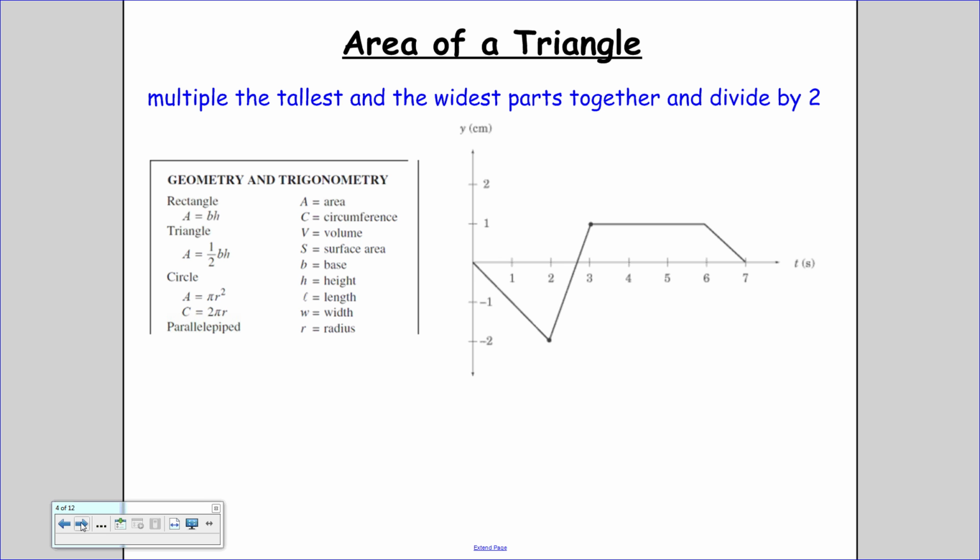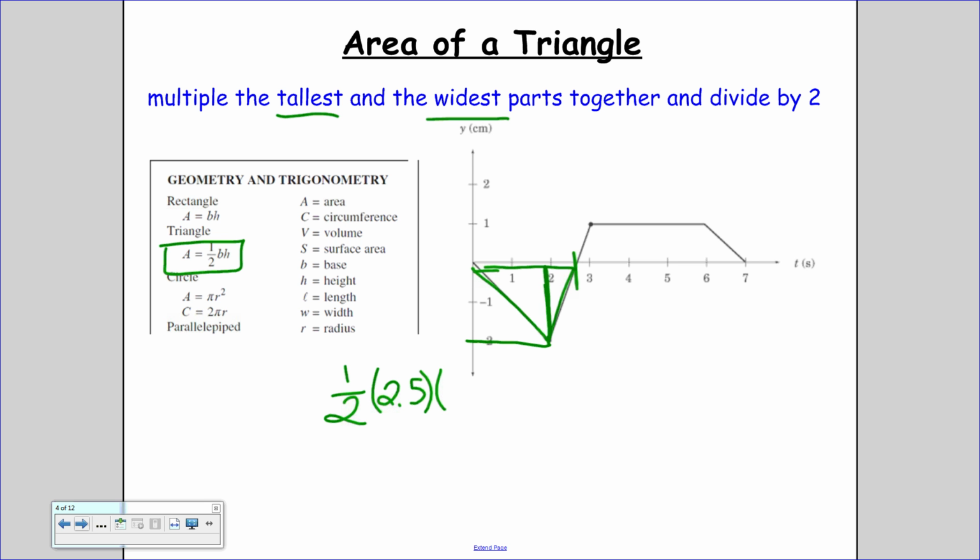Now, area of a triangle. Whenever we're finding the area of a triangle, we do 1/2 base times height. So, if I start with this first triangle, I'm going to do 1/2 times the base. Now, the base is the widest part. So, in this case, the widest part is about, let's go with 2.5. So, 1/2 times 2.5 times height, and the height is the tallest part. Okay, this right here went to -2. And that negative helps us remember that this part's going to be a negative. So it's 1/2 times 2.5 times -2, which is -2.5. That's the area of triangle 1.